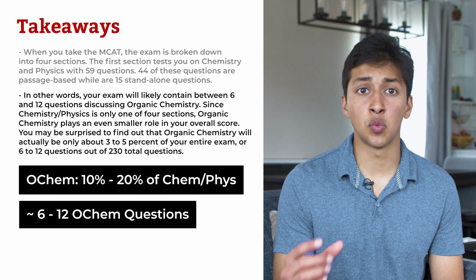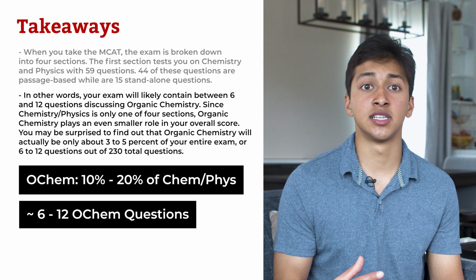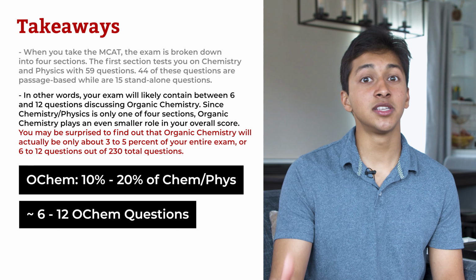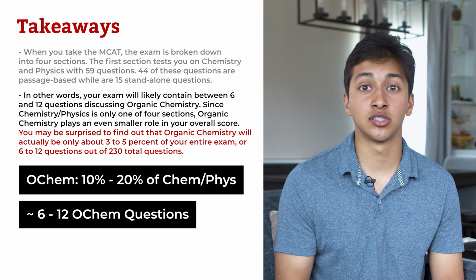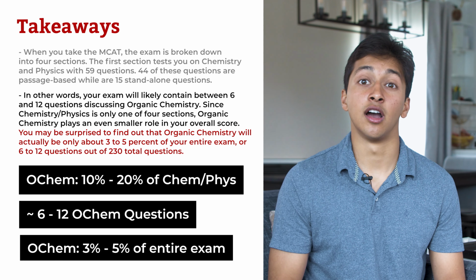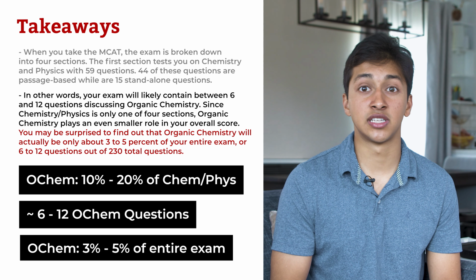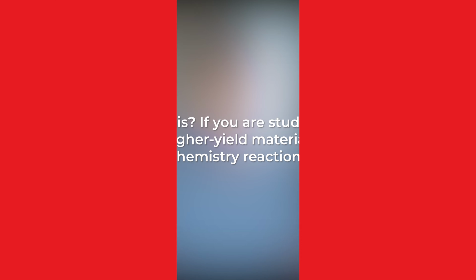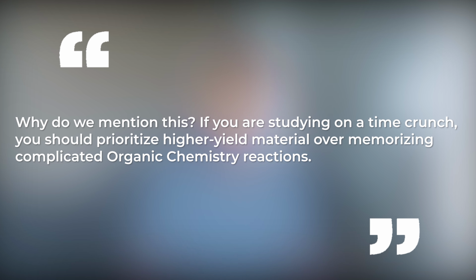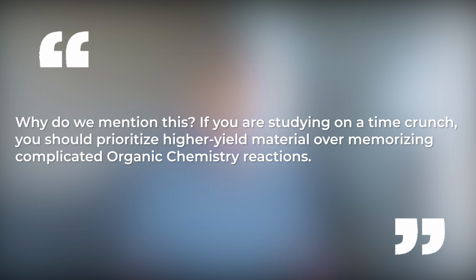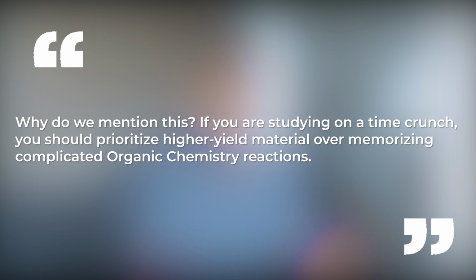Since chemistry physics is only one of 4 sections, organic chemistry plays an even smaller role in your overall score. You may be surprised to find out that organic chemistry will actually be only about 3 to 5% of your entire exam, or 6 to 12 questions out of 230 total questions. Why do we mention this? If you're studying on a time crunch, you should prioritize higher yield material over memorizing complicated organic chemistry reactions. Here, we will teach you how to focus on the high-yield, big-picture material in order to maximize both your score and your time. First, however, we will cover a general overview of the topics that they will test you on test day, and then we will cover study strategies you can use to answer difficult questions.